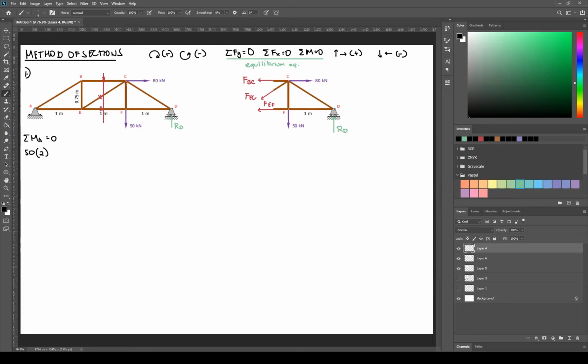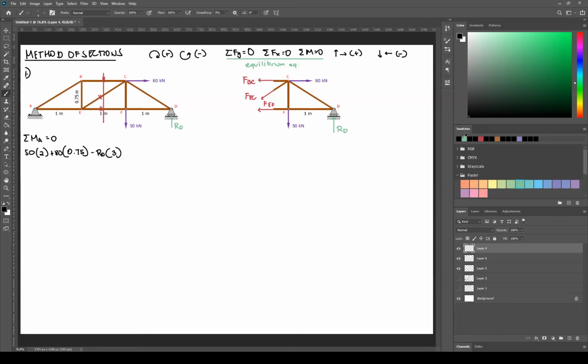Next, we have 80. Again, rotate about A, that's clockwise, so positive 80. To take the perpendicular distance, you can just extend the line of action. And then this is the perpendicular distance to A, which is 0.75. So 0.75. And then we have RD, rotate about A, that's counterclockwise, negative RD. Distance is this, so that's 1, 2, 3.